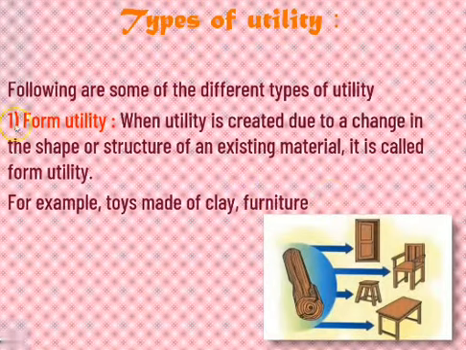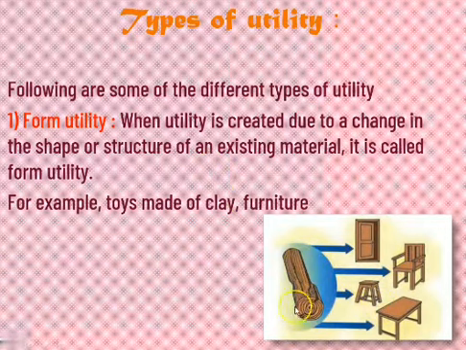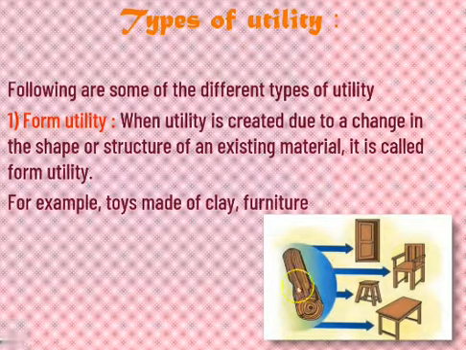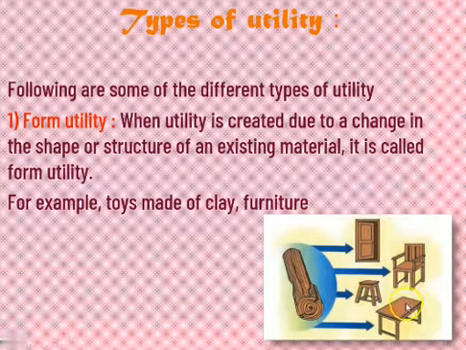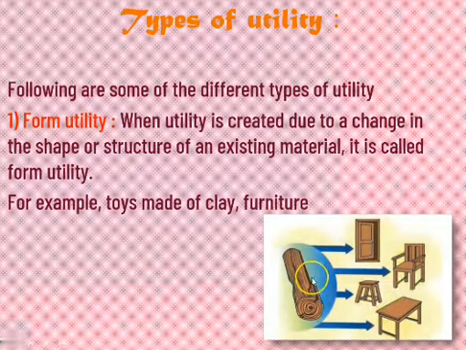Now students, let us understand the first one, form utility. What is meant by form utility? Let us understand with this picture. We can see here this is a log of wood. From this log of wood we have made furniture: chair, door, stool, table, as per the convenience. As per our needs and our desire, we have converted the log of wood into different types of furniture, and therefore this log of wood has changed its originality.